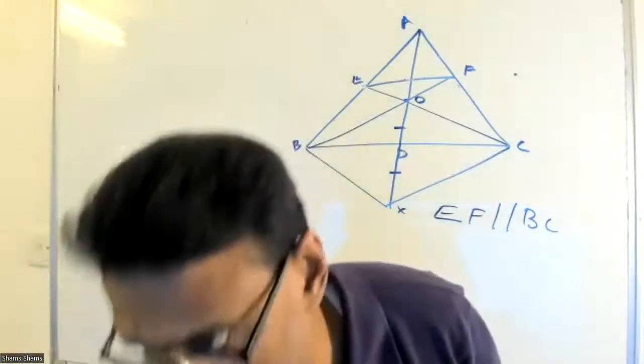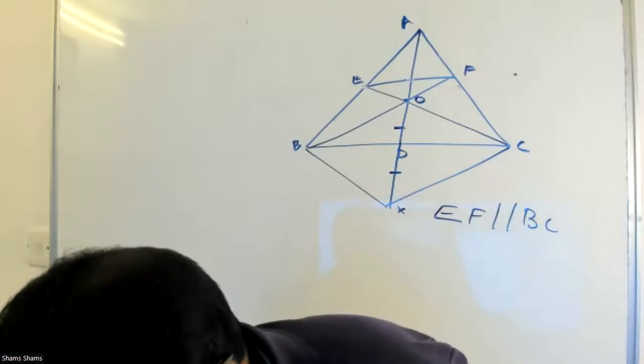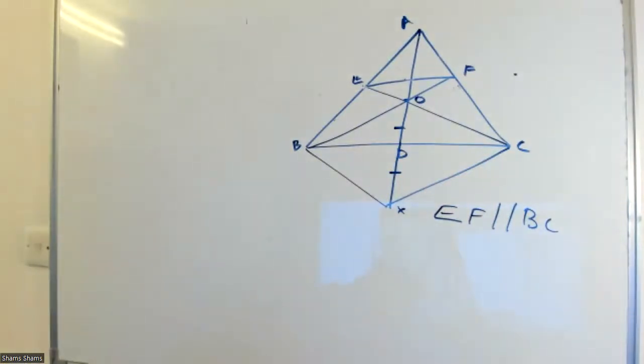Then by what theorem is that? Harry? Hello, Harry. Our requirement is EF parallel to BC. Instead of that, I'm showing AE by EB equal to AF by FC. So on what basis can we say EF parallel to BC? Sir, by converse of basic. By converse of basic proportionality theorem, we can say EF parallel to BC. That's our plan. The end will be like that.